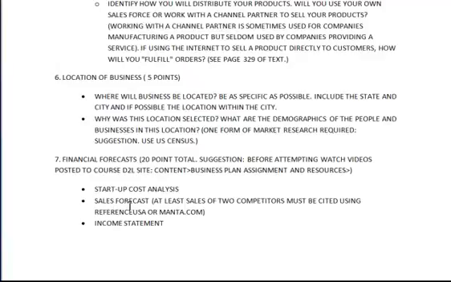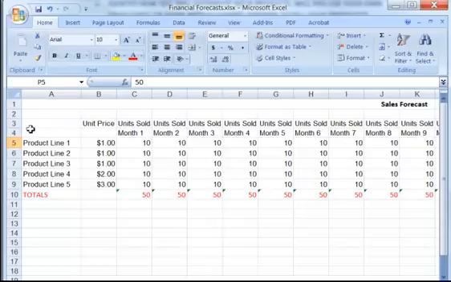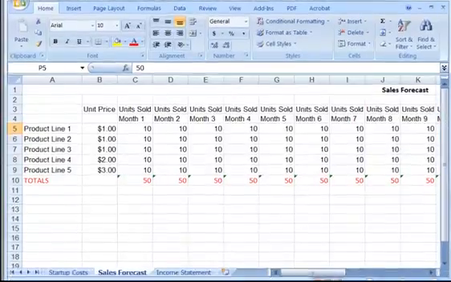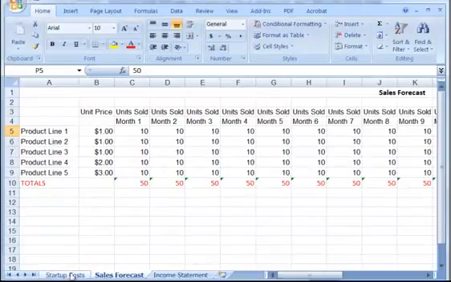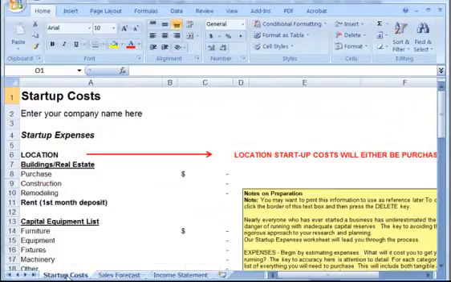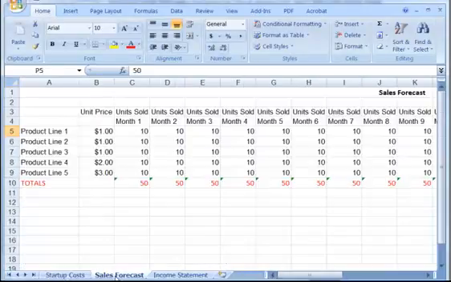Sales forecast is where I'm at right now, so let me jump into the sales forecast tab from the spreadsheet. Okay, here I am. Notice this is financial forecasts, and the first thing we did with the first video is go through startup. Now I'm hitting this tab. We're going to sales forecast.